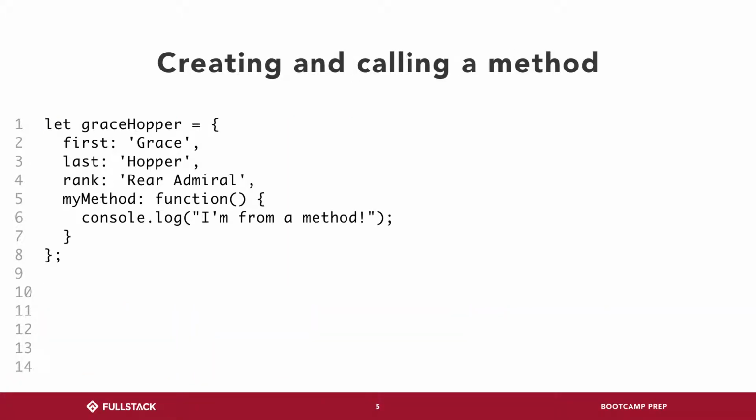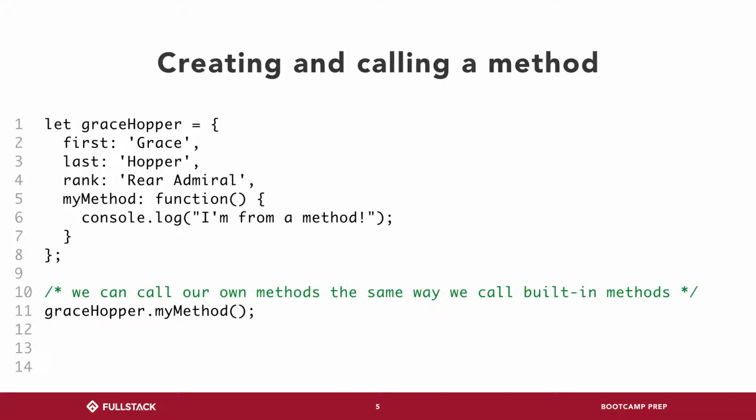So over here, we actually get a visual of what that is. We've got this Grace Hopper object with normal key and value pairs that evaluate to strings. First, Grace, last Hopper, rank, rear admiral. But we also have this additional property called myMethod. And if we were to access gracehopper.myMethod and we logged out the type, we would notice that this is a function, which means that we can invoke it over here.